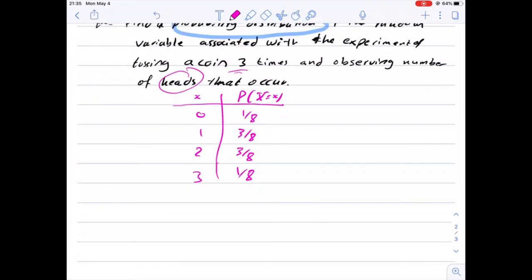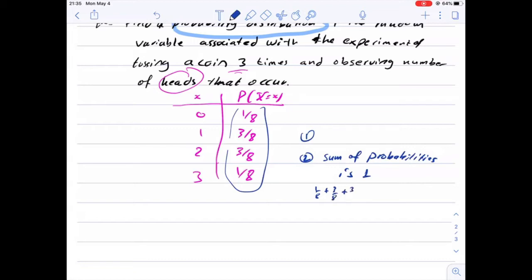Now this is a probability distribution if we have some conditions: if the sum of the probabilities is equal to 1. So we have 2 conditions. Let's start with the second. The second is the sum of probabilities is 1. For example, we have 1/8 plus 3/8 plus 3/8 plus 1/8. If we add the numerators, we get 8, and the denominator is 8, that's 1. So the second condition is satisfied.